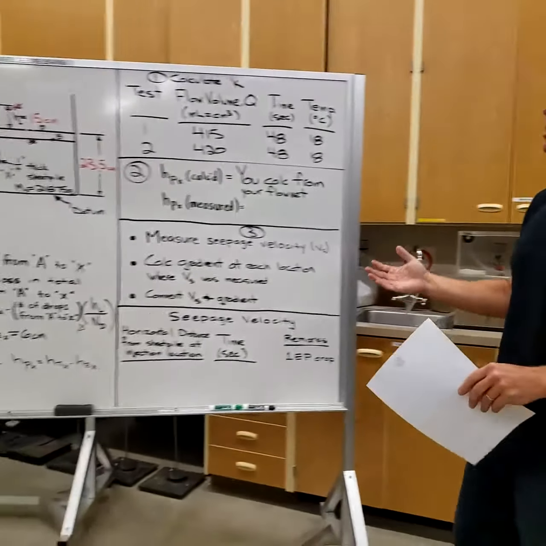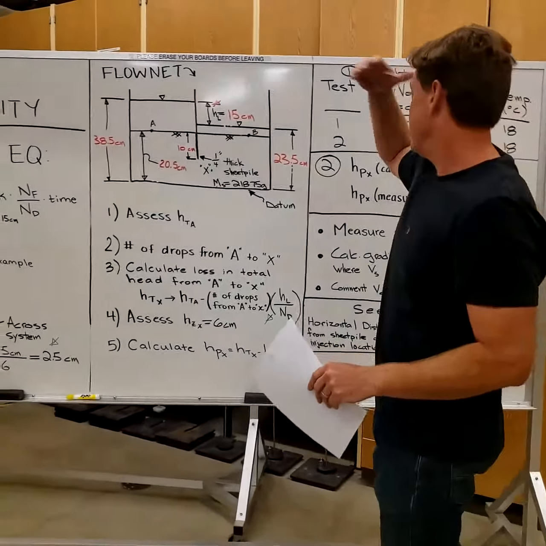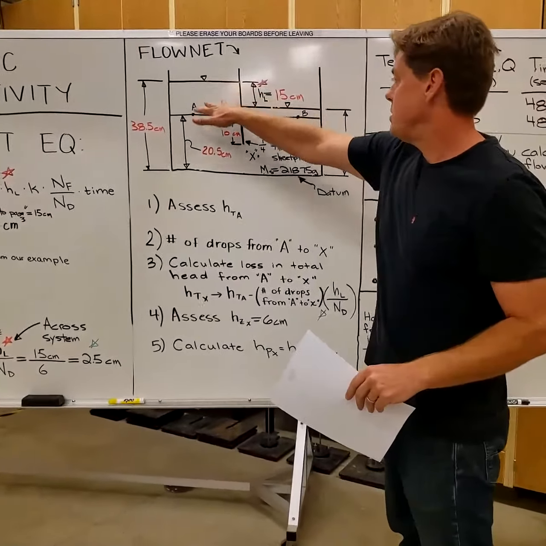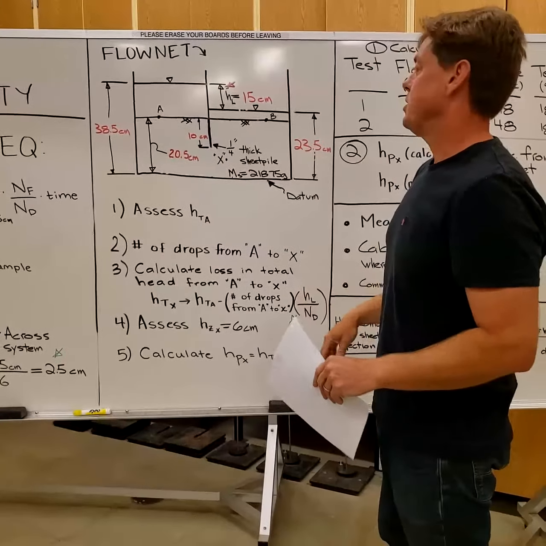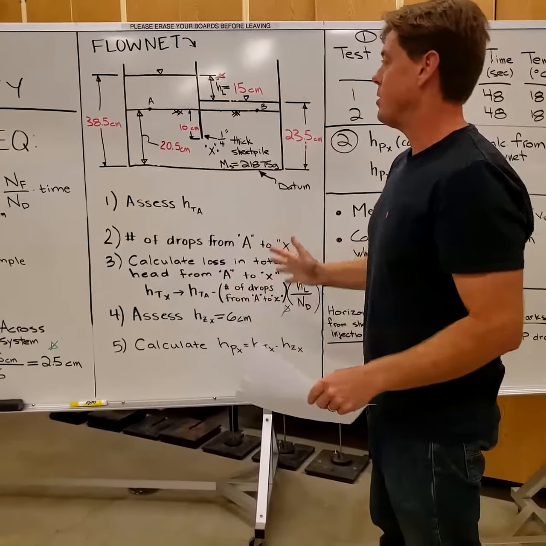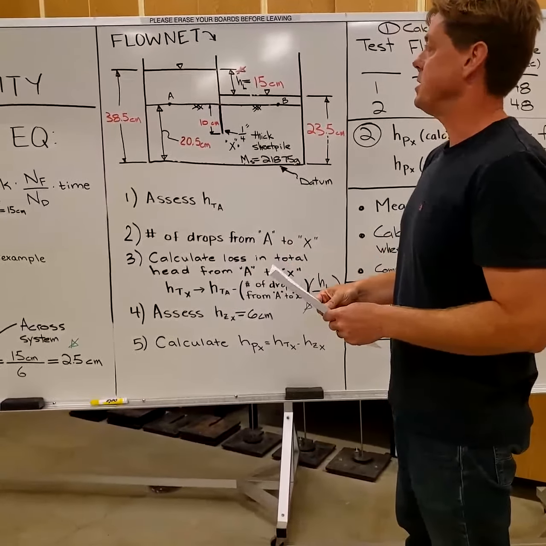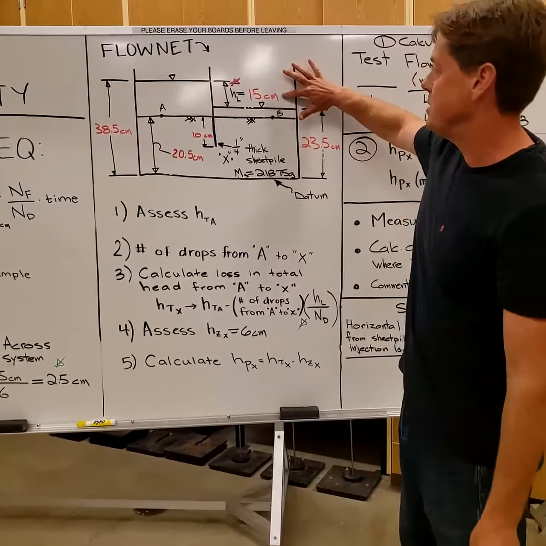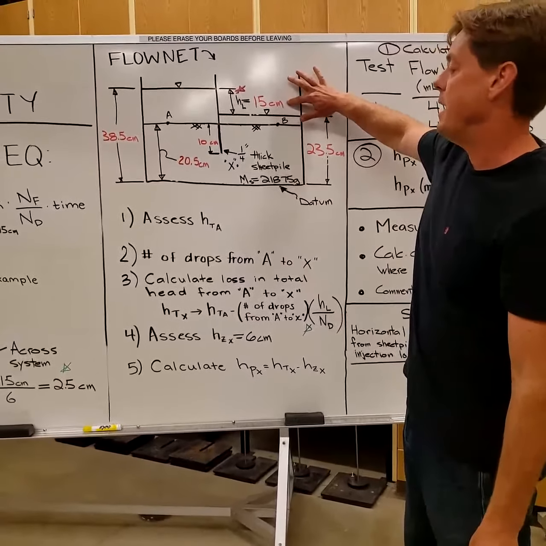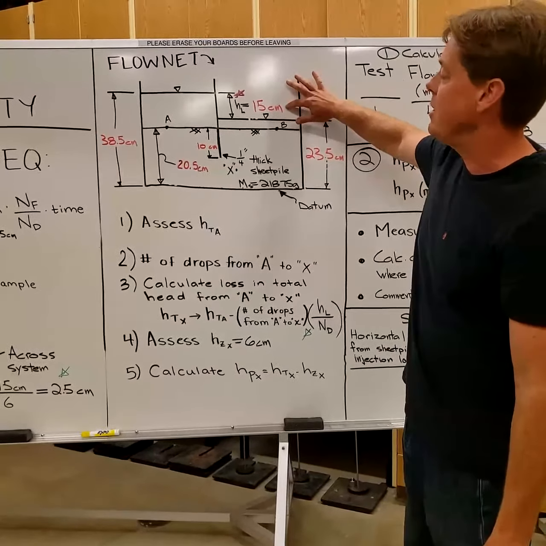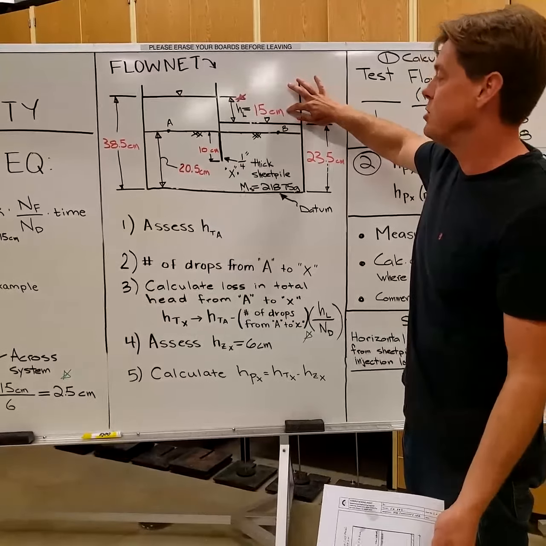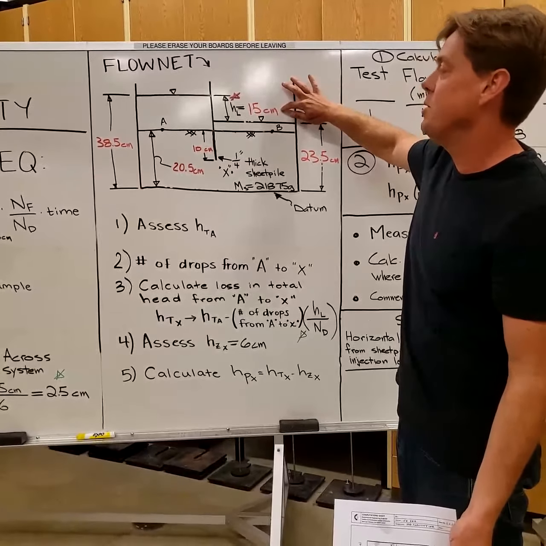The way this is going to work is, as the water flows through the system, it's going to lose energy. It takes energy to force the water through. How much energy is lost? Well, we know that the head loss across the system is 15 centimeters. If we want to break that down and see how much head loss occurs for each one of our equal potential drops, we can do that.